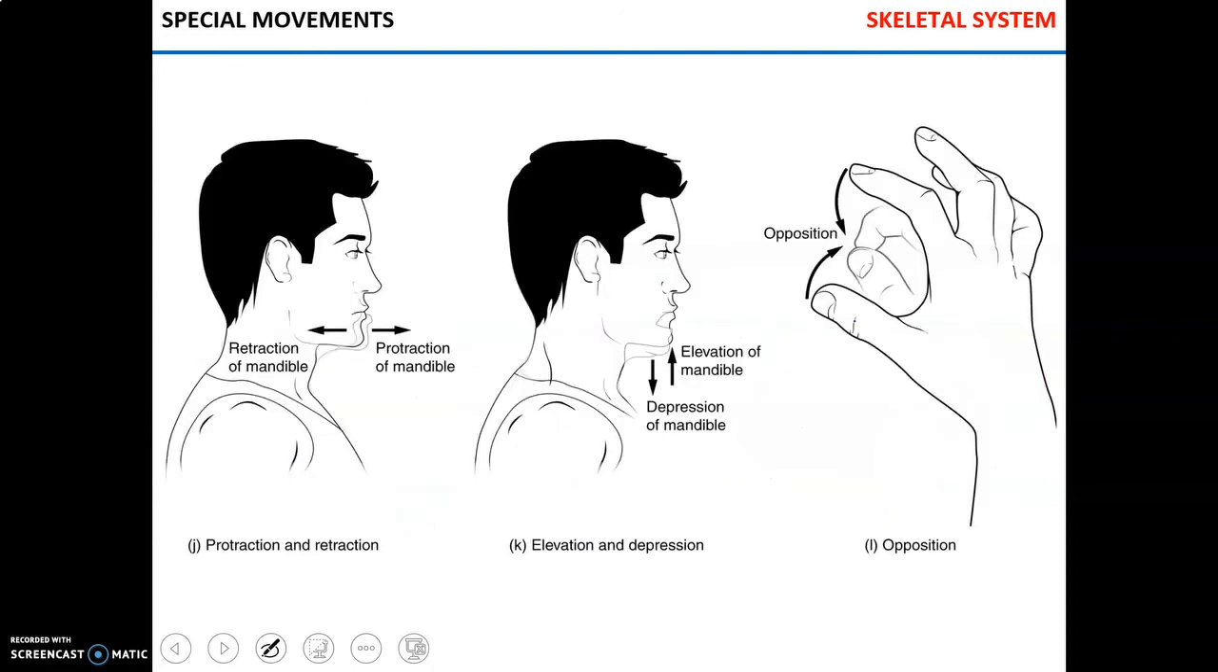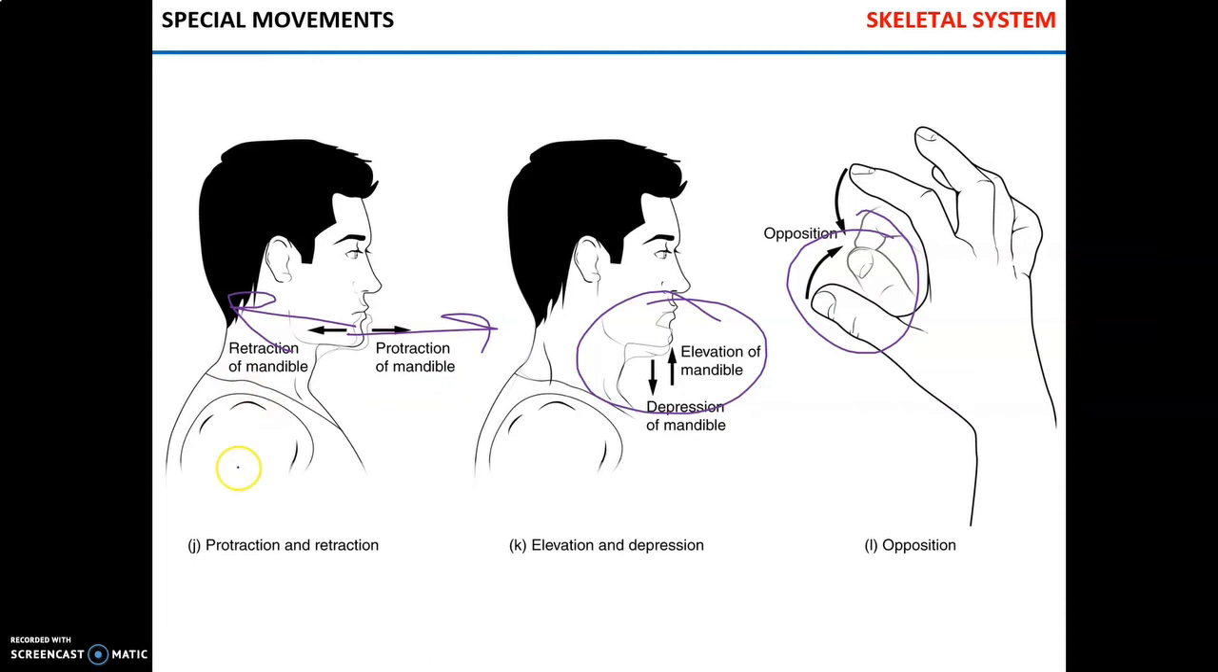Finally, some very special movements. Opposition of the thumb, when you make a sign of OK with your index finger and the thumb, or middle finger and the thumb, you know. Elevation and depression of the mandible essentially is chewing. And these are the mandibular movements, retraction and protraction. You should know these movements for the exam.